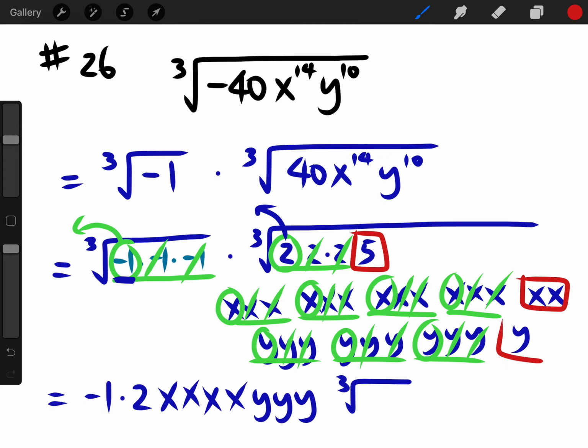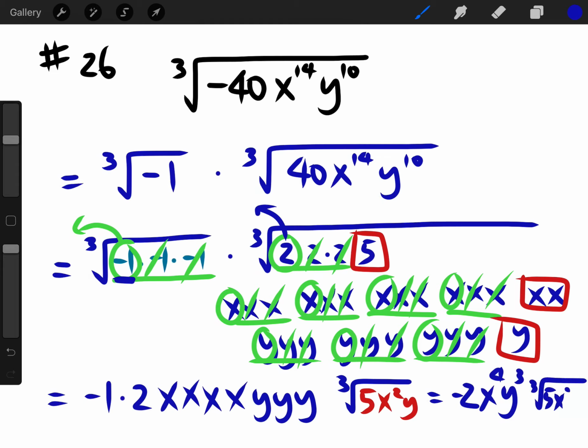These are the remaining radicands for the cube root. Okay, so it's going to be 5x squared y. So I'm going to multiply everything out. So this is going to equal negative 2x to the 4th power y cubed, and then cube root of 5x squared y. Okay, so that's your answer. A little crazy, but totally doable, right?